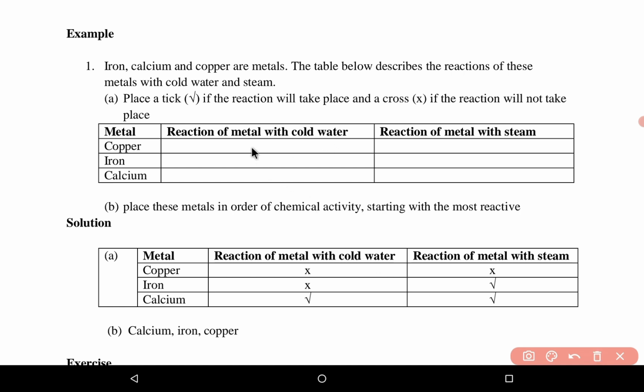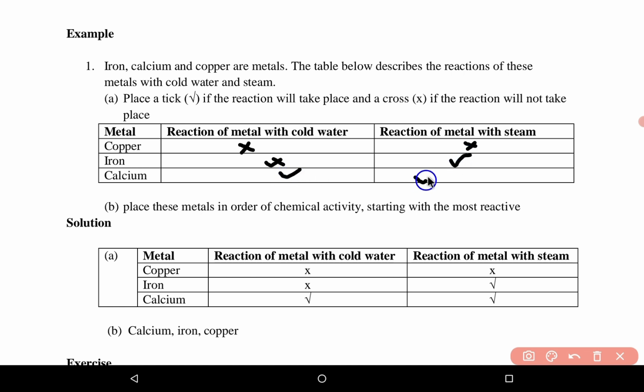We know definitely that copper does not react with cold water. Does it react with steam? No, it does not. Iron, does it react with cold water? No, it does not. Reaction with steam, yes it does. Calcium will react with both cold water and steam.